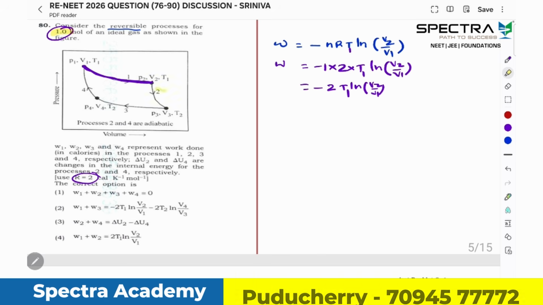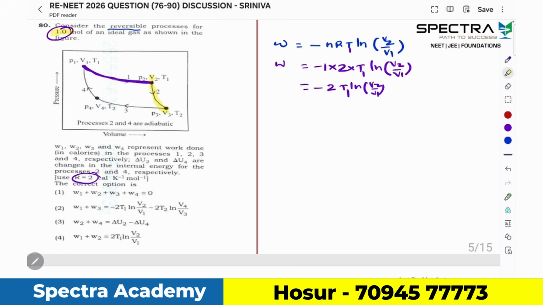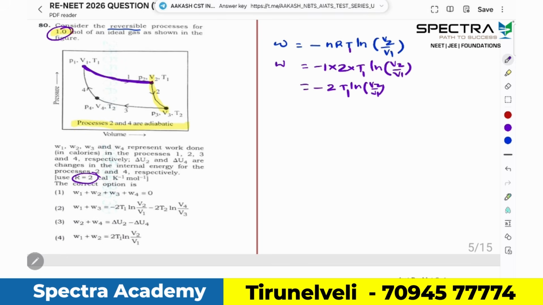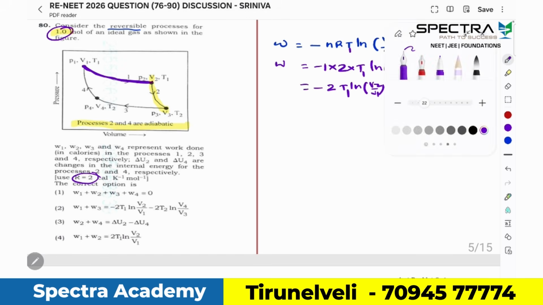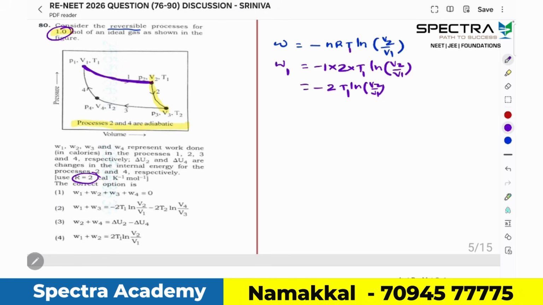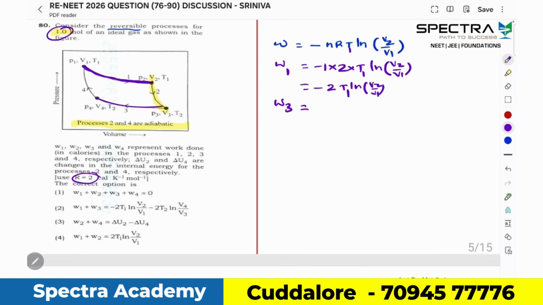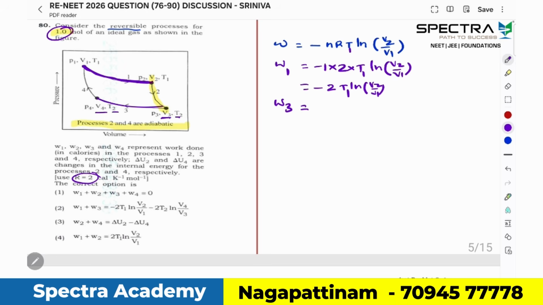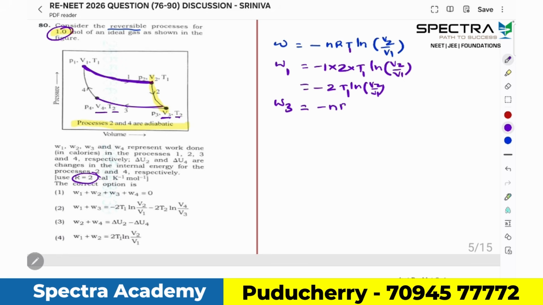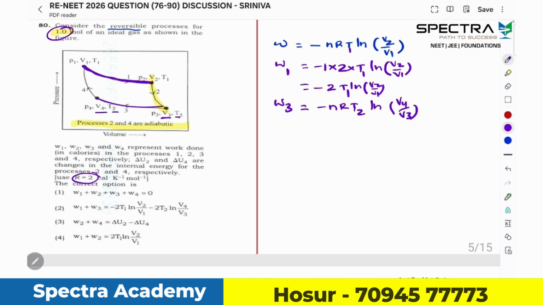So now graph 2, you can see step 2, these are adiabatic. Adiabatic means what? Work done is 0. So that's why you have to consider only W1. W2 in this case is 0. Now you can take the W3. So here V3, V4 given, T2 temperature remains same, T2 isothermal. So minus nRT2 ln V4 by V3 you can write.